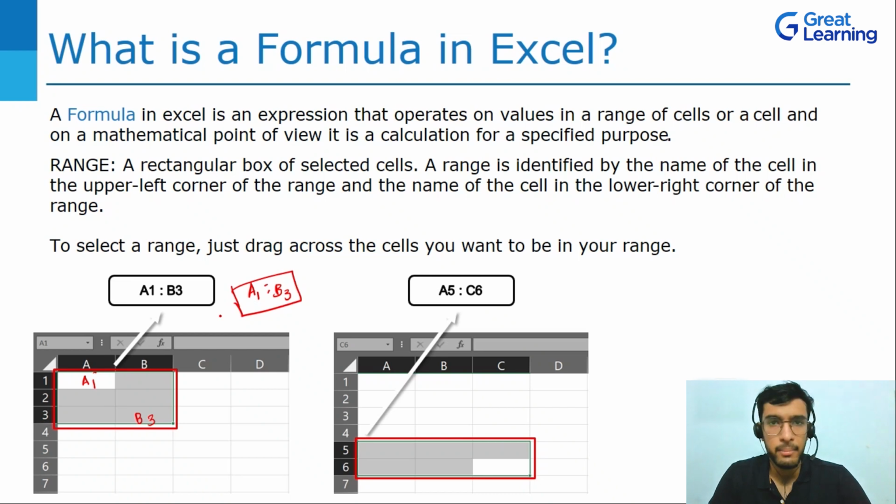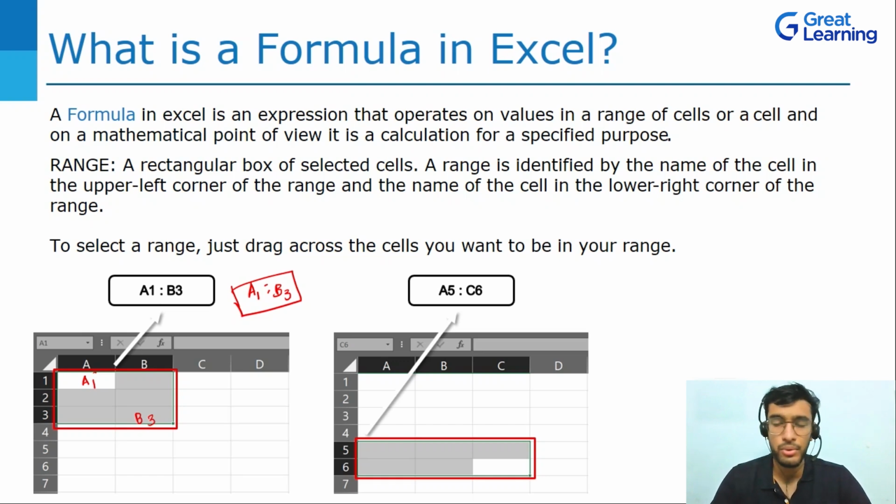That's how you name or identify a range. So how do you select a range? To select a range, you just need to drag across the cells you want to be in your range. So now, I think you have understood what exactly a range is, and you might have understood the relation between a formula and a range.